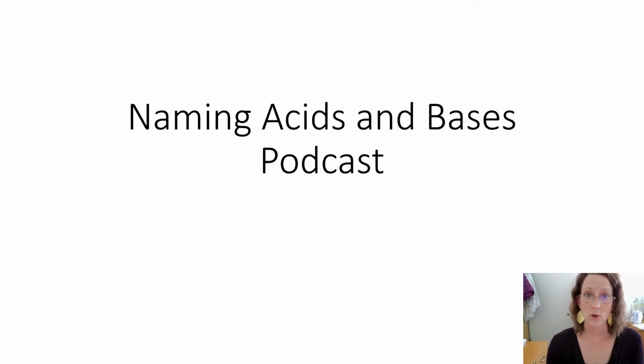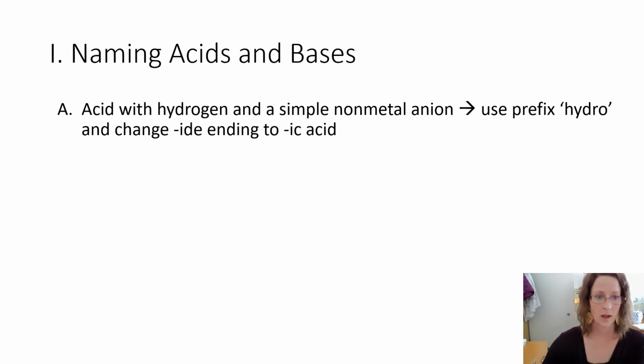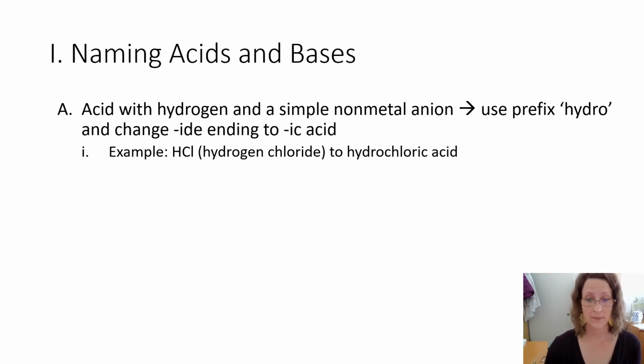This is going to be a short podcast on how to name basic acids and bases. We're going to look at naming acids first. So if we have an acid with a hydrogen and a simple nonmetal anion, we're going to be using the prefix hydro and change the ide ending of that anion to ic acid.